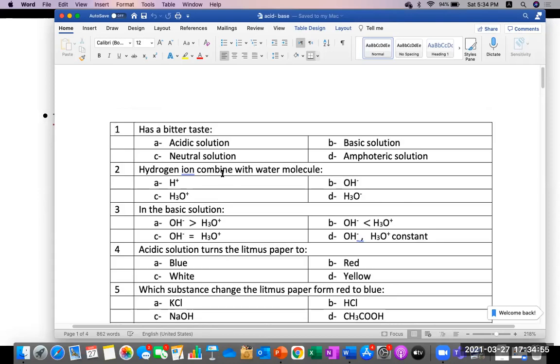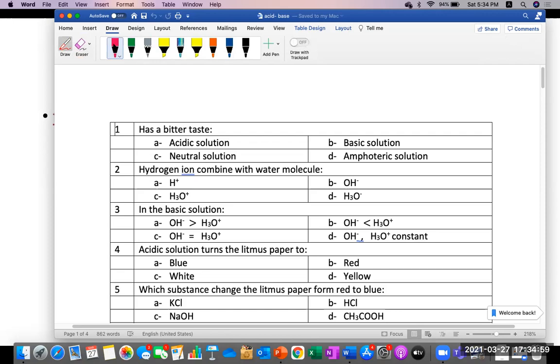Okay, number one, I will not solve all the questions, so I will just go over it. Number one: has a bitter taste. We know that a bitter taste is for a basic solution, so this one should be B.